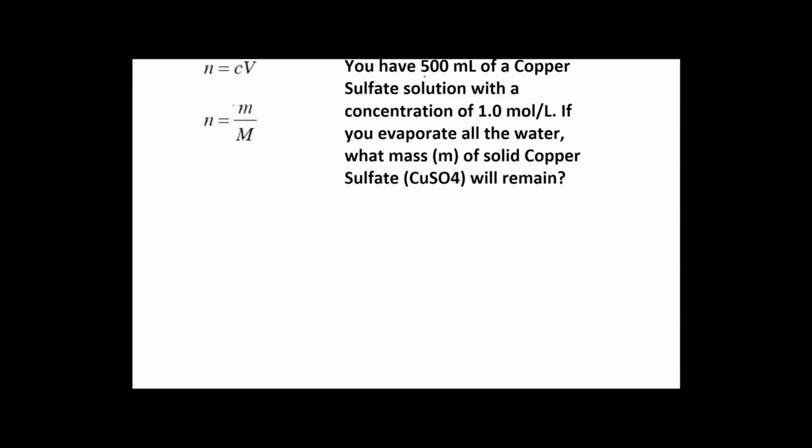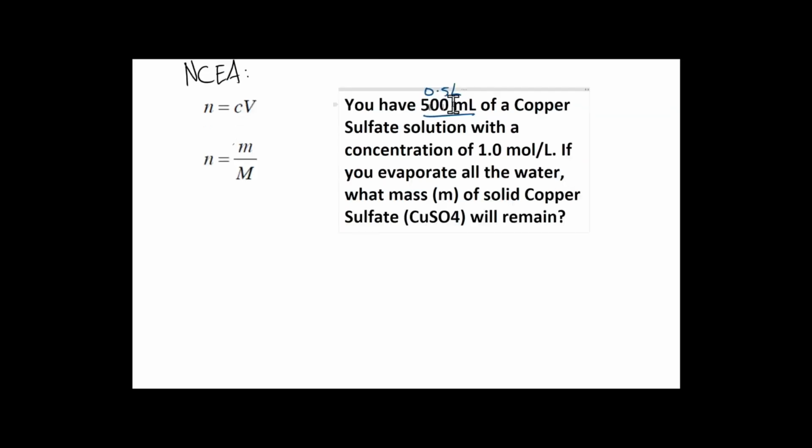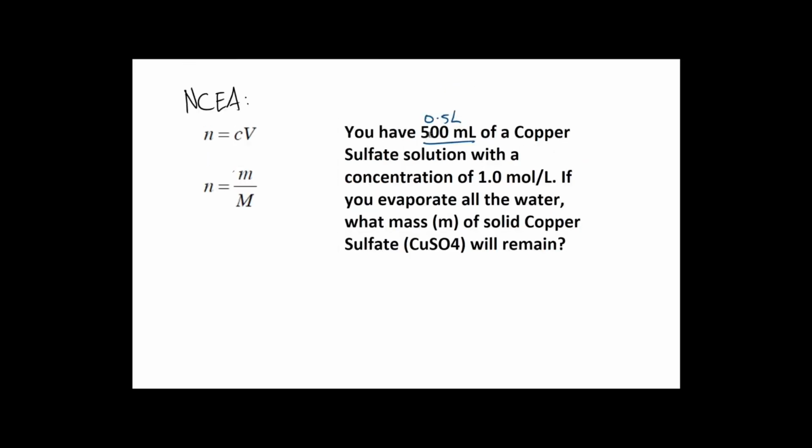Next, we're told that we have 500 millilitres, so we're going to need to change that straight away. That's going to be 0.5 litres, 0.5 litres of copper sulfate with a concentration of 1.0 moles per litre. So that's our C. If you evaporate all the water, what is the mass of the solid copper sulfate that will remain? Okay, so first off, we need to work out how many moles of this copper sulfate we have.